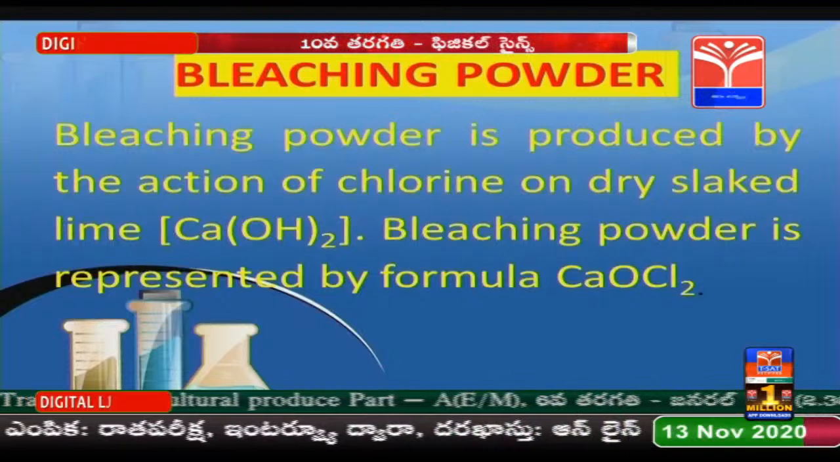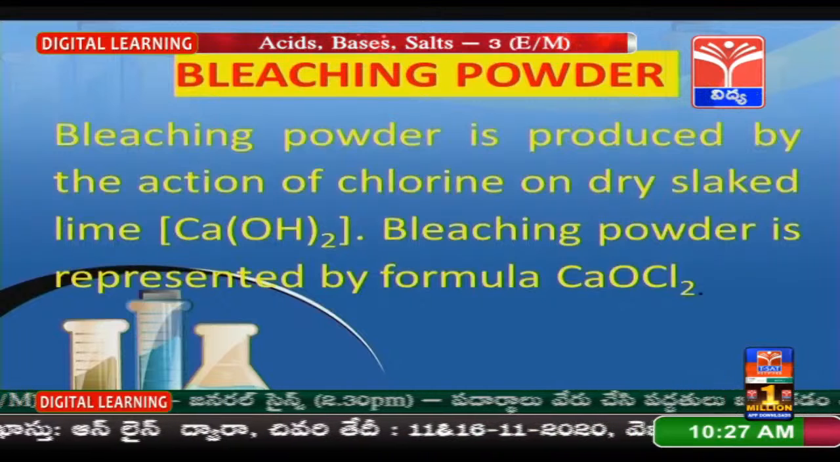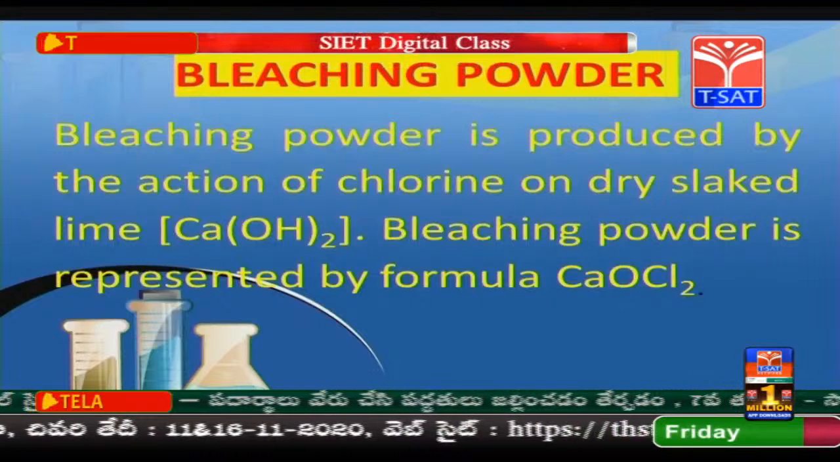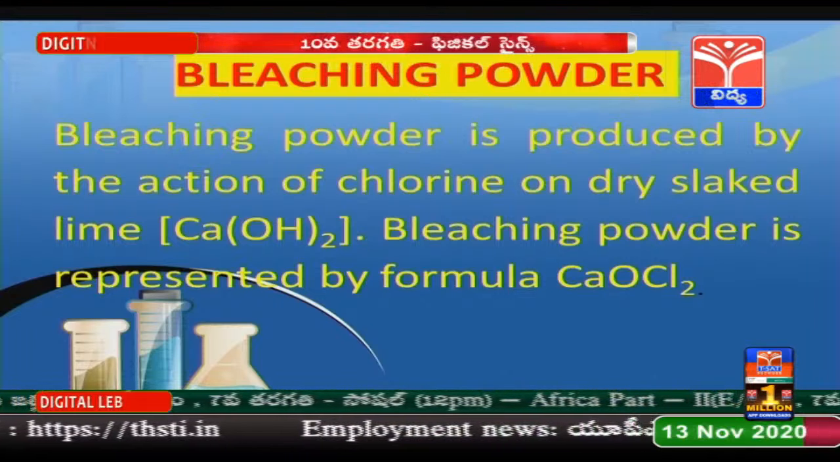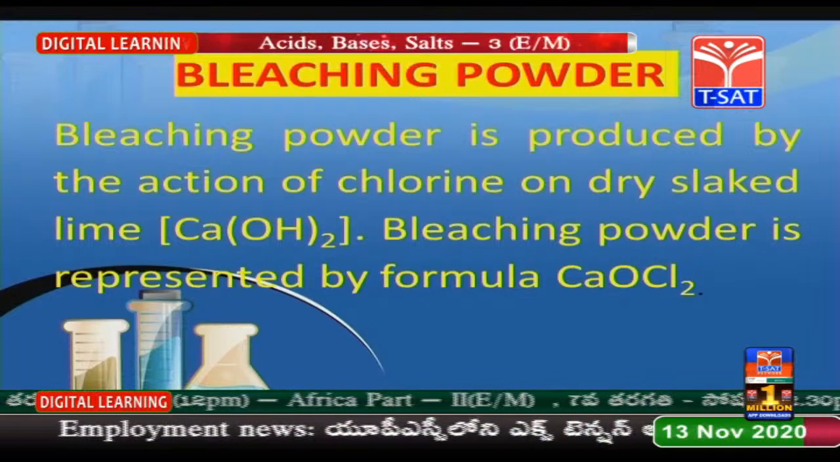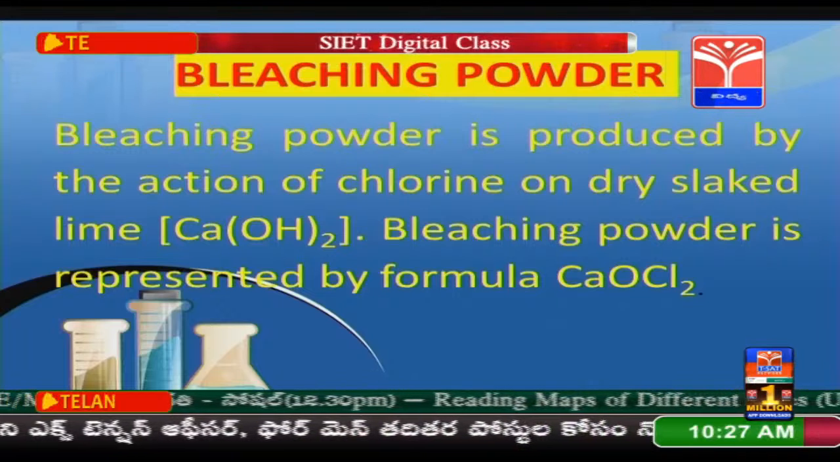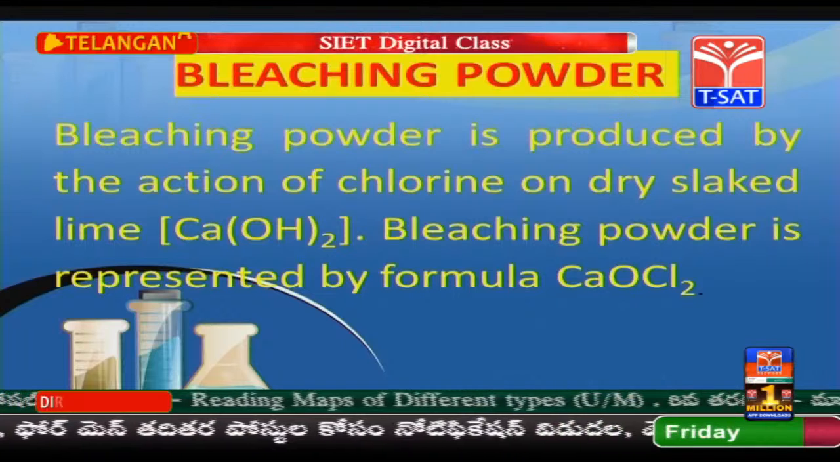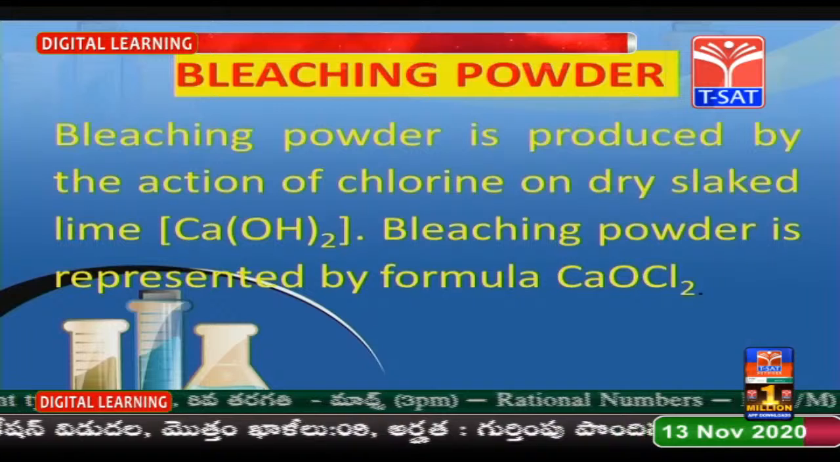Bleaching powder is produced by the action of chlorine on dry slaked lime. Dry slaked lime is nothing but crystals of lime. Here we won't find any water, only small droplets of water. Bleaching powder is represented by the formula CaOCl2. What does it mean? CaOCl2 is nothing but calcium oxychloride.